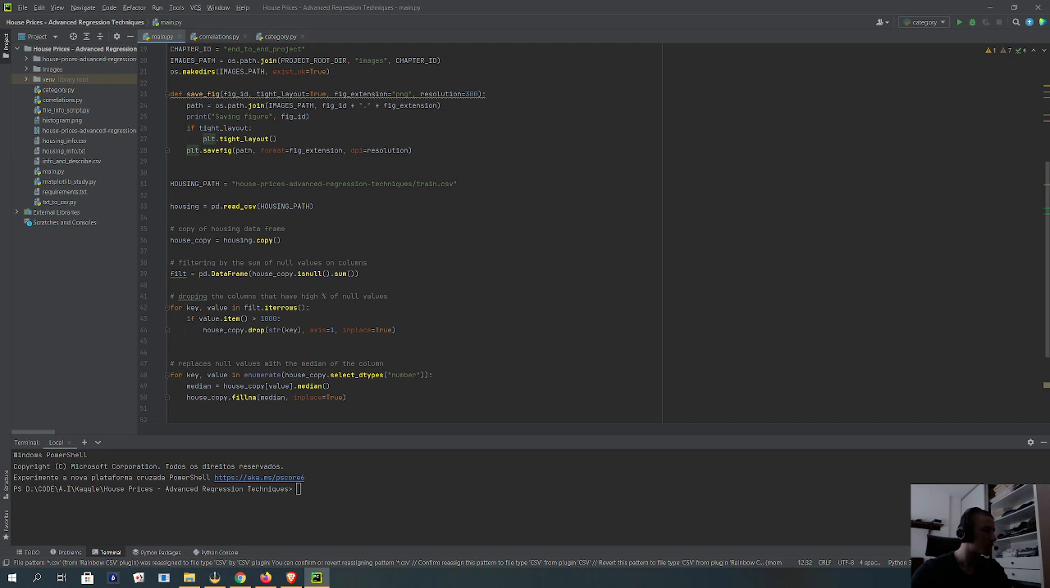I guess it was for, yeah, for the null values. This loop takes off the columns of the data frame that have more than 1,000 null values, because the data frame has 1,500, so 1,000 is a lot.